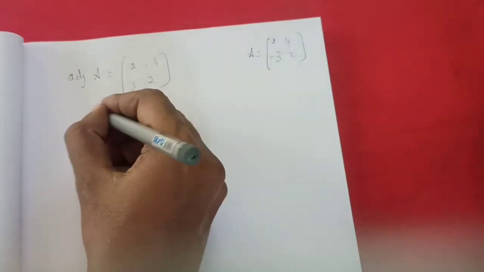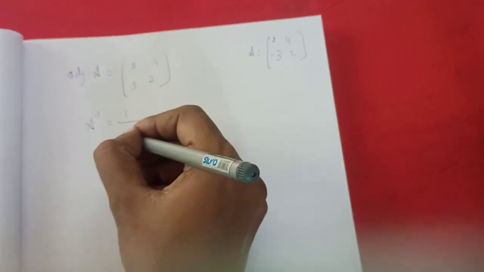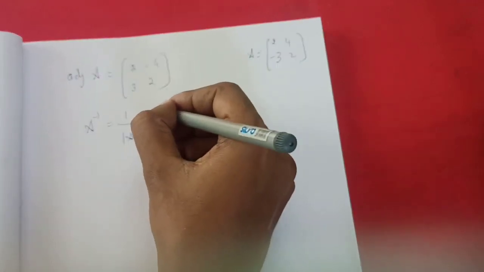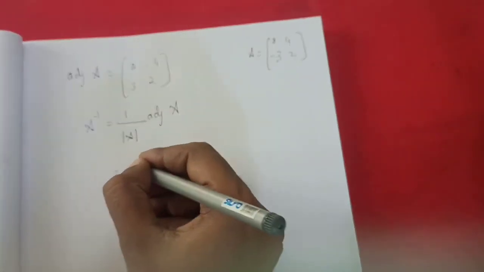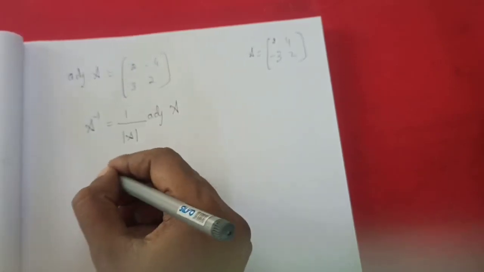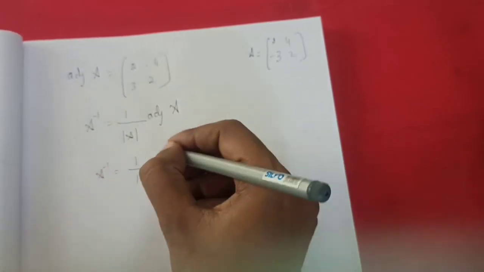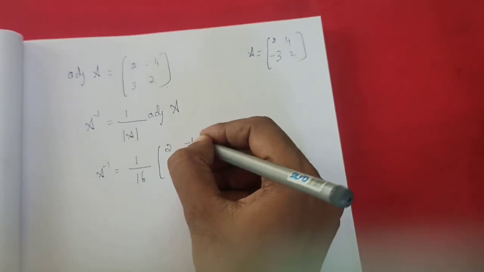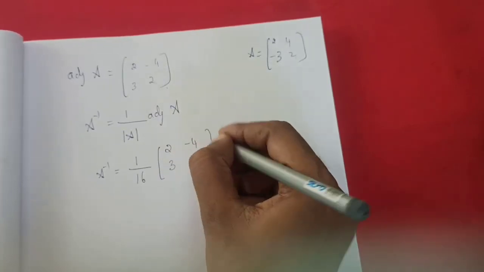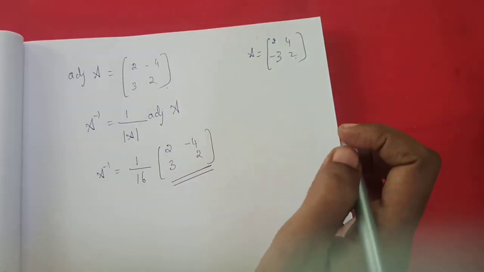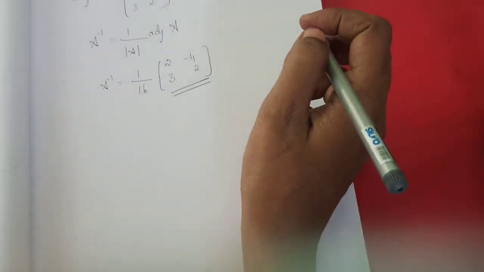So what's the formula for A inverse? 1 by determinant of A into adjoint of A. That's equal to 1 by determinant of A, which is 16, into adjoint of A, [2, -4; 3, 2]. This is the answer. Okay, understand?